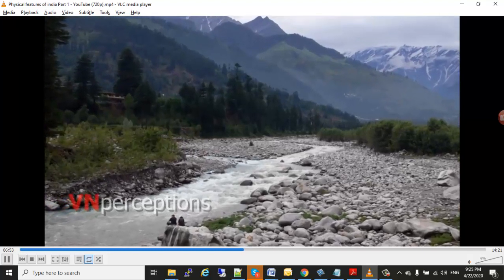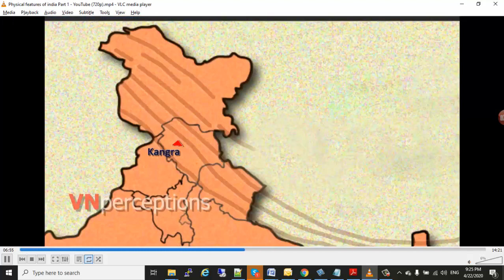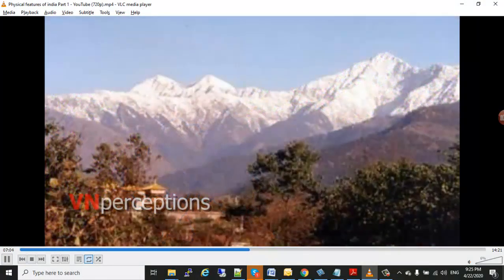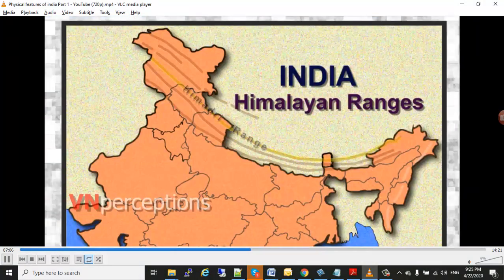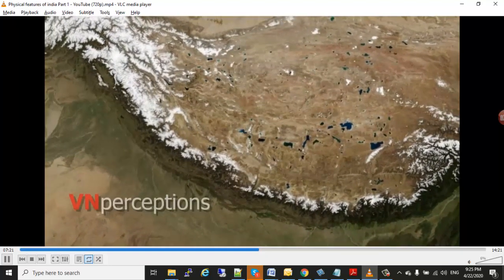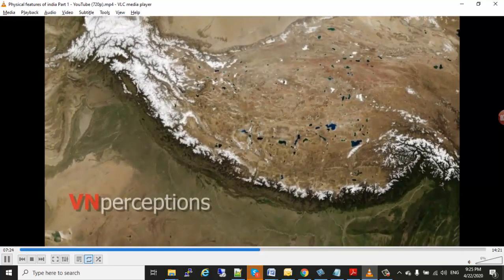Kangra Valley predominantly lies in the state of Himachal Pradesh in India. It is one of Himachal's most important valleys. The next one is the Greater Himalaya or Himadri. This is the most continuous, loftiest, northernmost range of the Himalayas. The snow-clad mountain range rises to a height of up to 6,000 meters and is covered with snow.